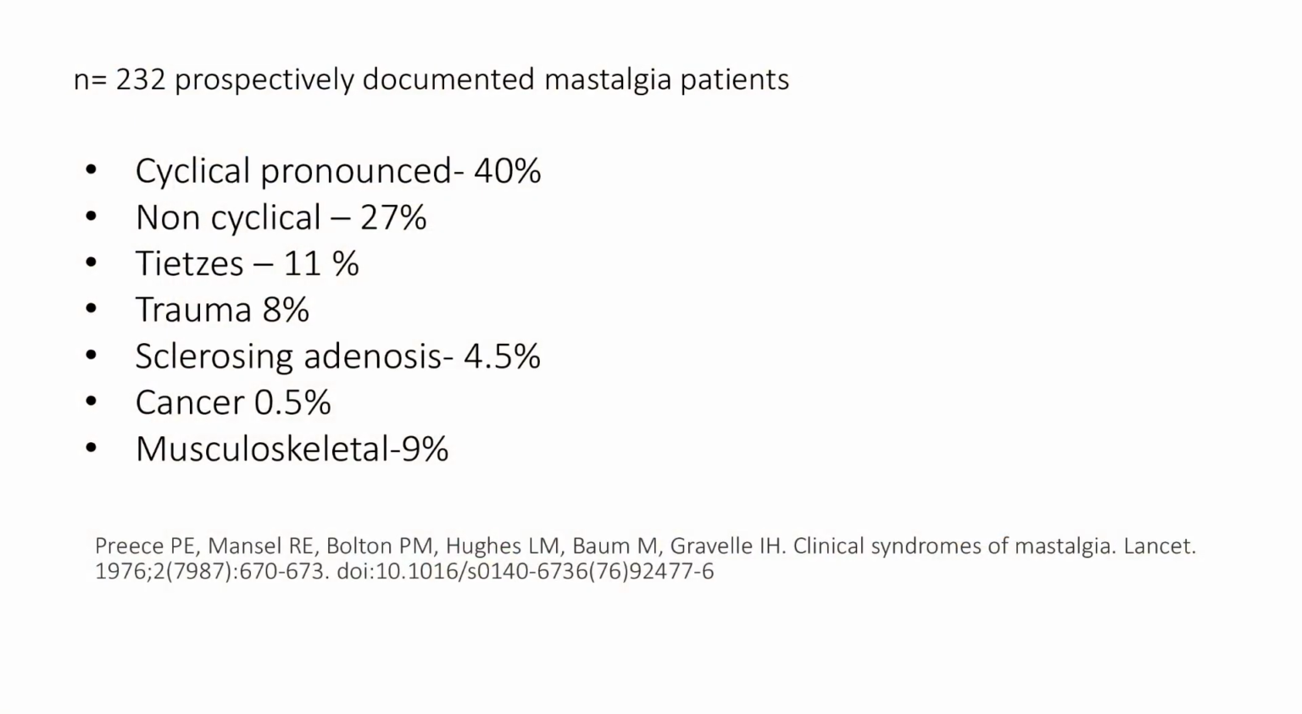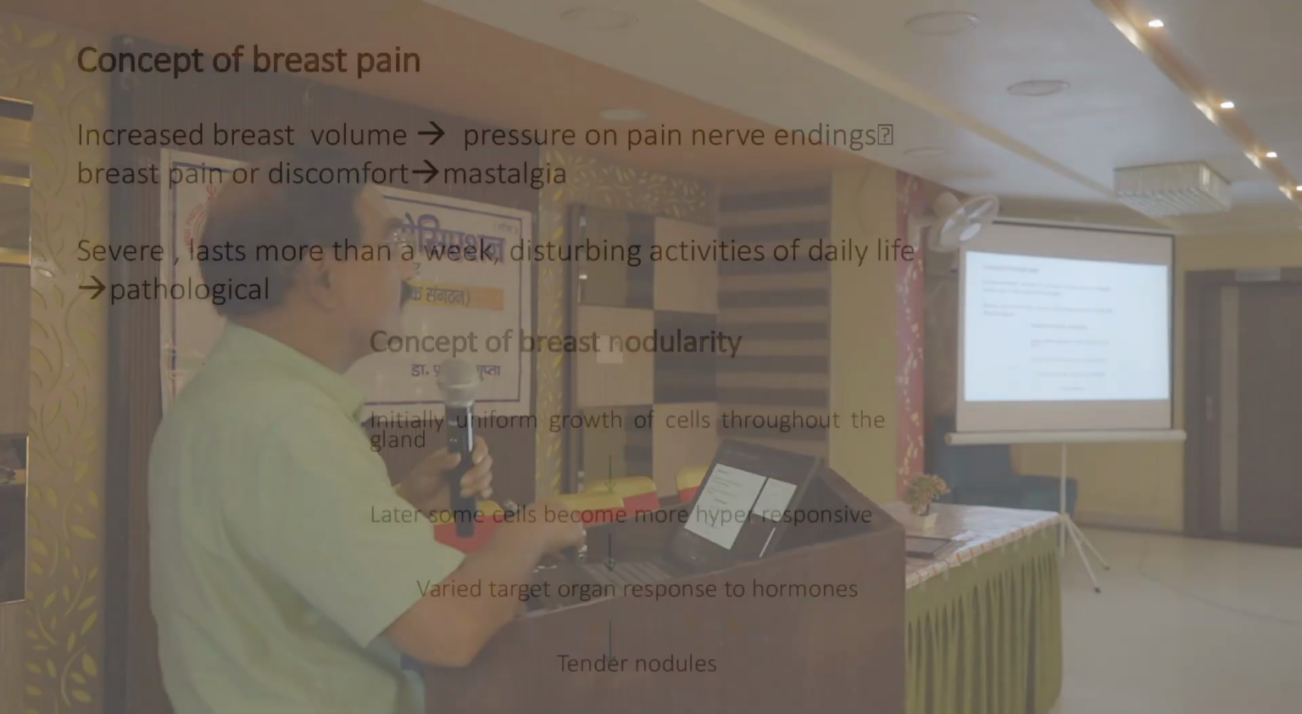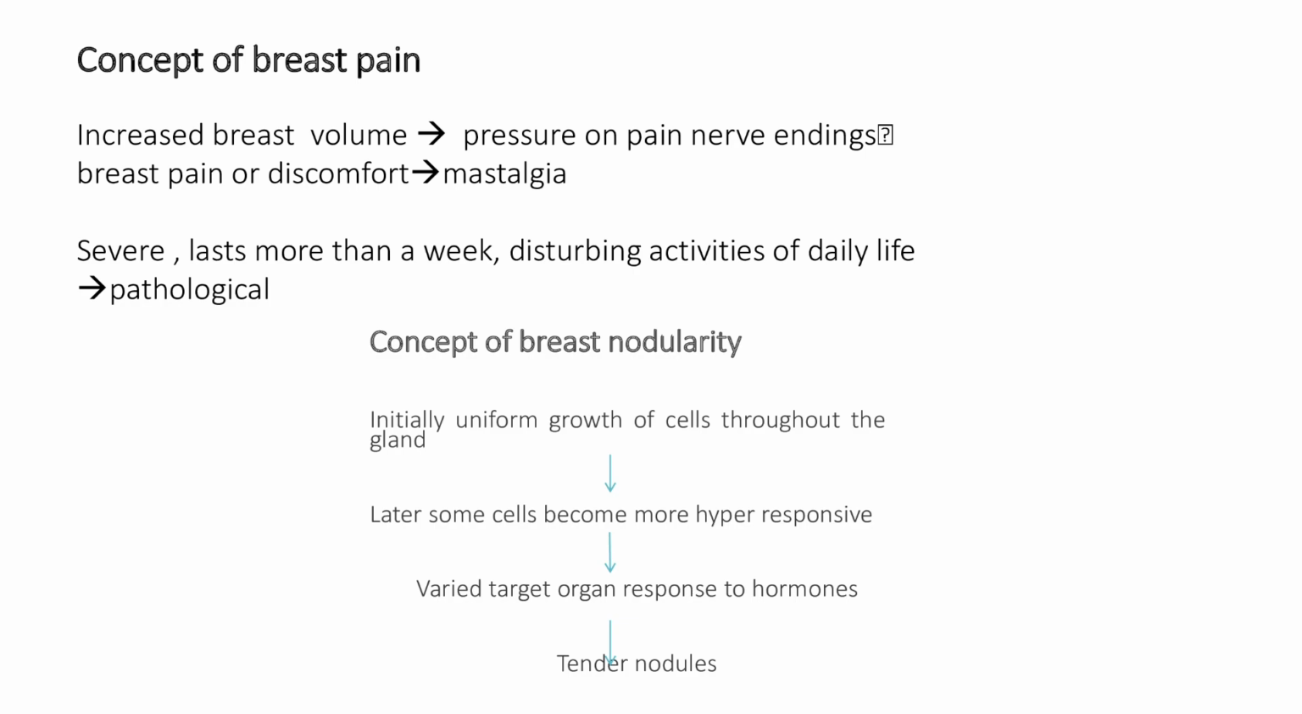This is one study, and they have described the concept of breast pain like this. Increased breast volume puts pressure on the pain nerve endings. Breast pain or discomfort leads to mastalgia. Severe pain that lasts more than a week and disturbs the activity of day-to-day life is pathological.